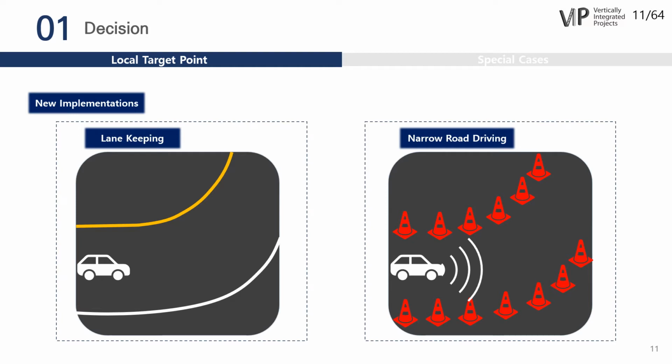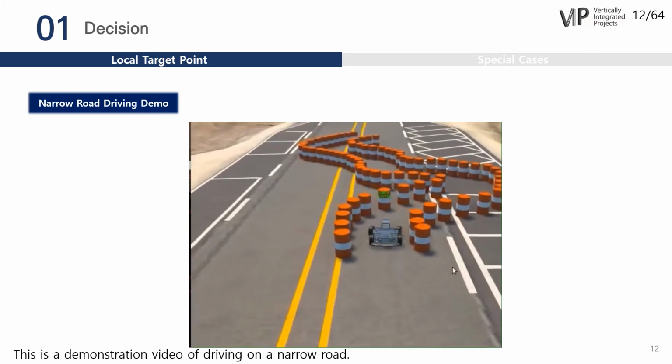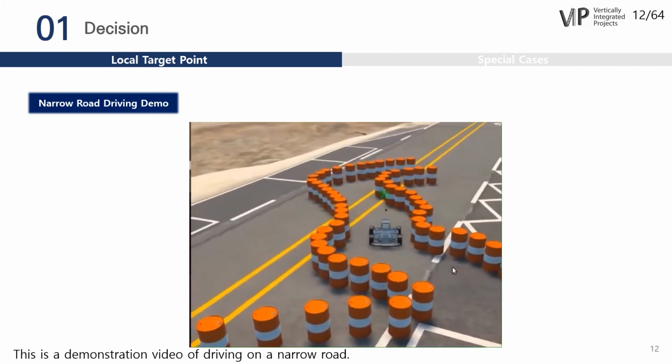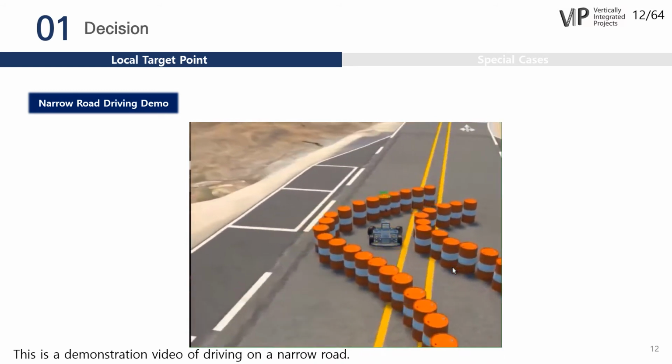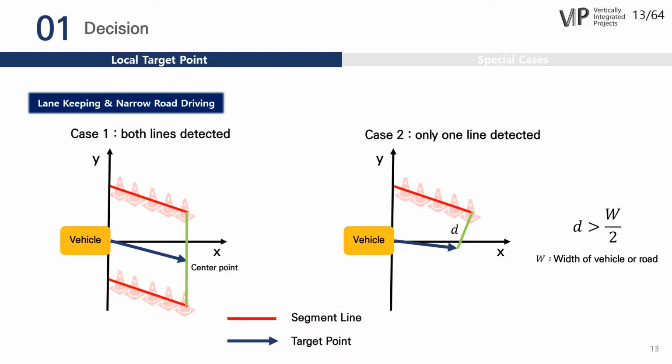The following is the new implementation in this semester. Lane keeping driving and narrow road driving both work in the same way. This is a demonstration video of driving on a narrow road. Currently, the lane keeping driving test has not been completed, so I'll tell you in advance that I can't show it. Target search is performed when lane or narrow lane information is given. It is divided into two cases. Of this, I'll tell you about the second case.